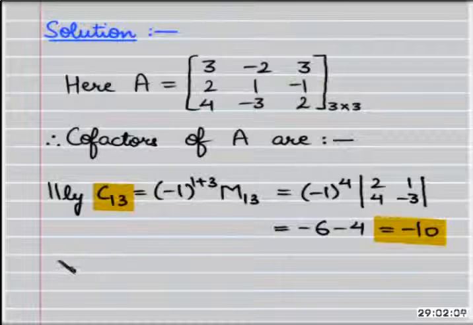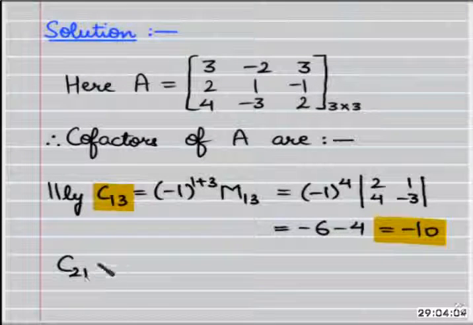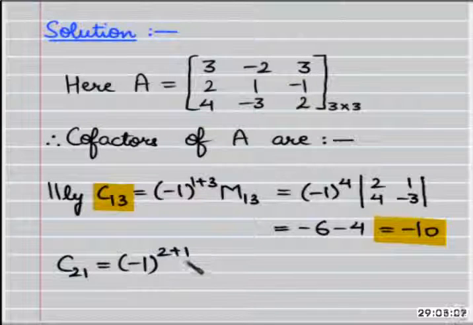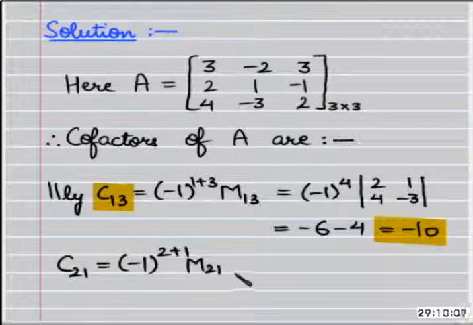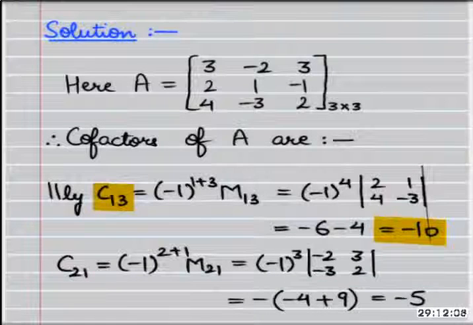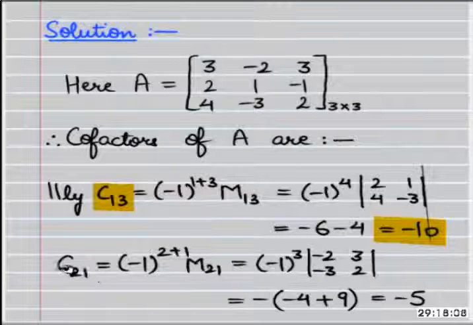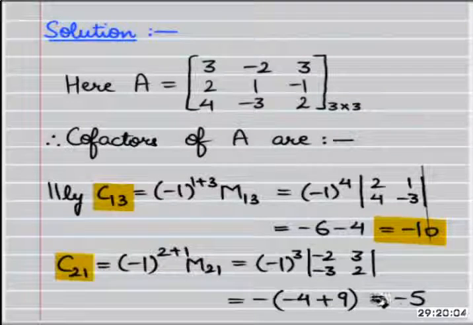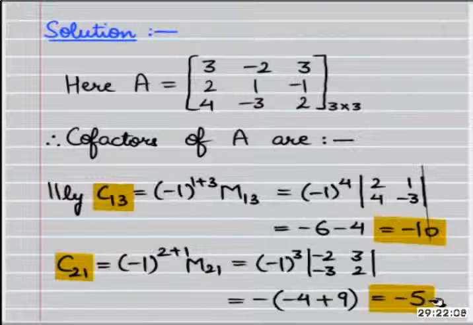In the similar way, C21, which is equal to -1 raised to the power 2 plus 1 into M21, which is equal to -5. So here C21 will be equal to -5.